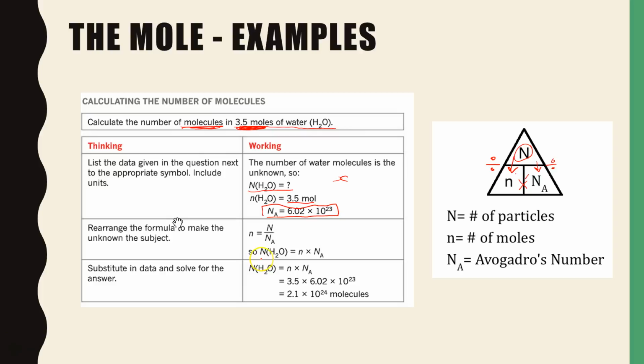So the number of particles would equal moles times Avogadro's constant, which is 3.5 moles times Avogadro's constant, which is that many molecules. So simply you cover up what you don't have in the formula triangle, and that will be what you need to do to calculate it.